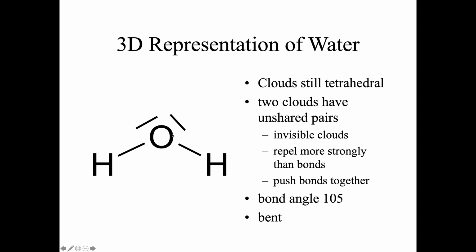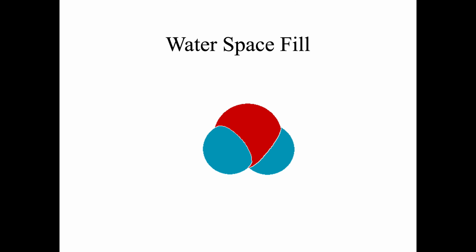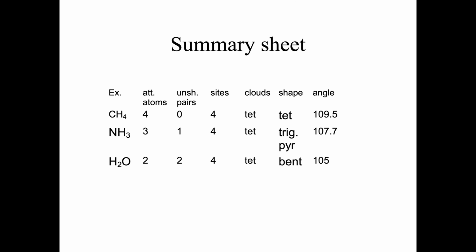That means these 2 aren't really there, and so that shape, this is the best one, is called bent. The bond angle is 105. Again, the 2 unshared pairs are going to push the hydrogens closer together. There's side by side. There's really no wedges and dashes because it's flat. There's your space fill.